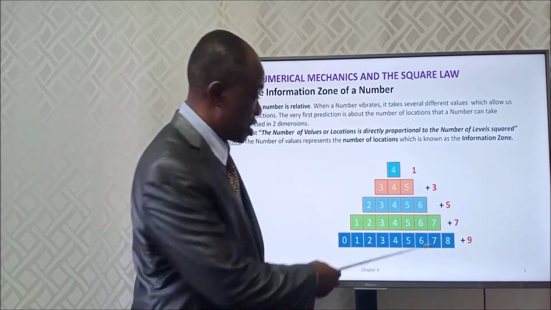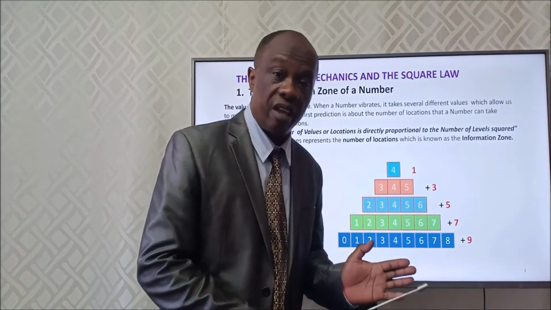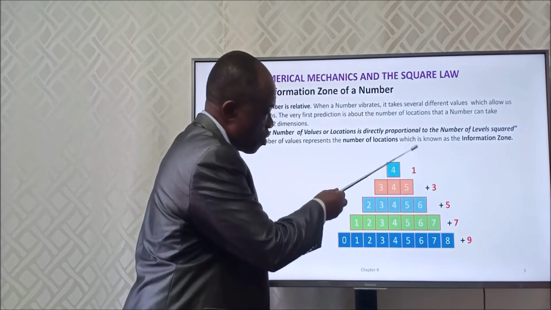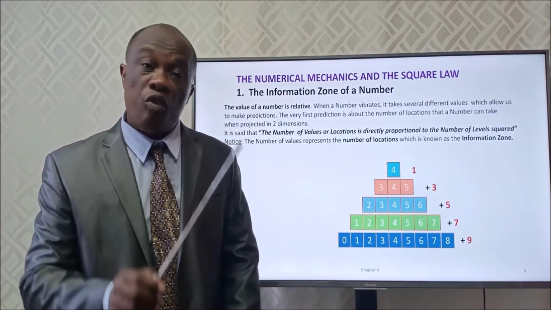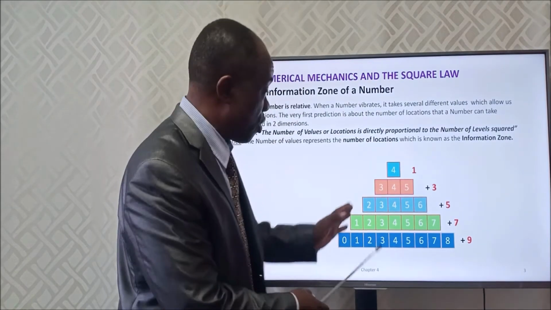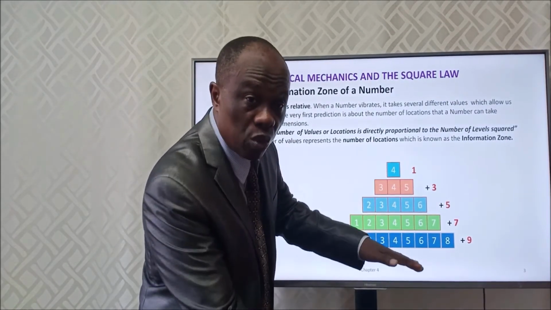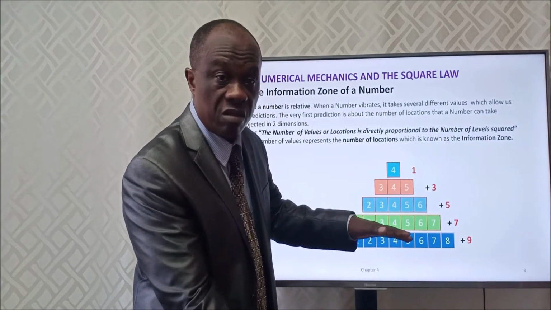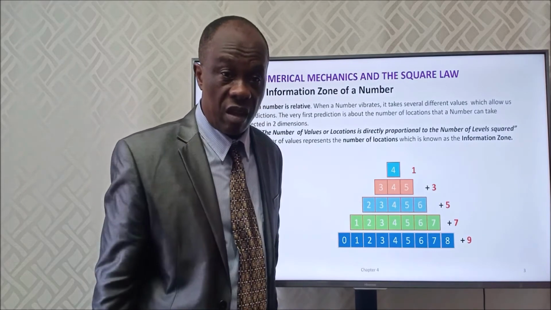The reason we have to stop here, because when we count number 4, we say 1, 2, 3, 4. So number 4 can go only 4 steps. So if the number was 10 here, then we will go up to 10 steps. And each step here is what we call the level.